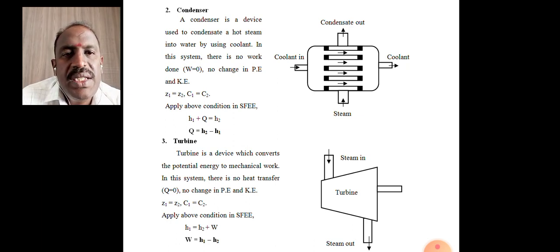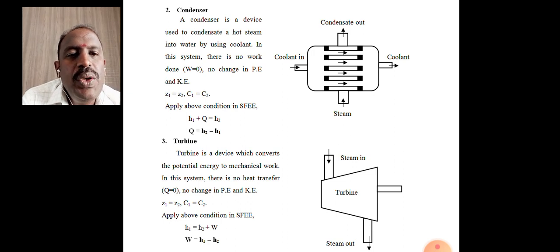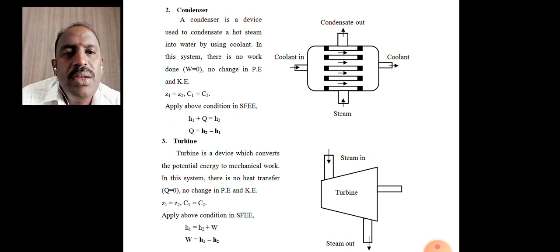So the steady flow energy equation for the turbine will be W equals H1 minus H2. Here the W value you will get in kilojoule per kg. If you want to convert it into kilowatt, you have to multiply it with the mass.